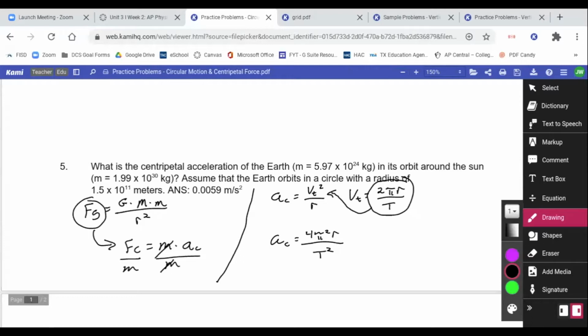Now, if it was talking about a planet that we're not sure how long it takes to orbit the sun, that's a different story. But we could have used either of these 2 strategies in order to solve this problem. And both of them should have come up with an answer very similar to, if not the same, that they gave us. That's the strategy for number 5.